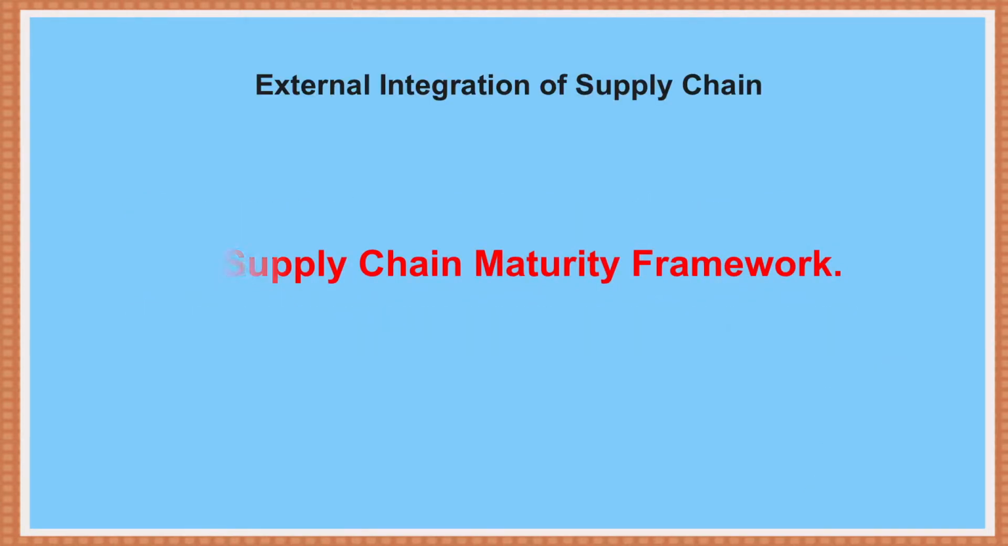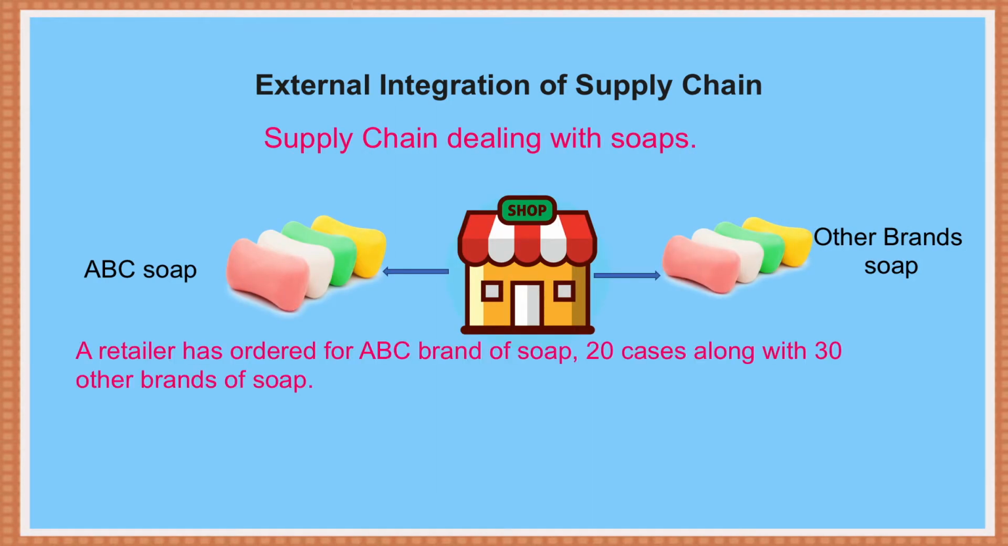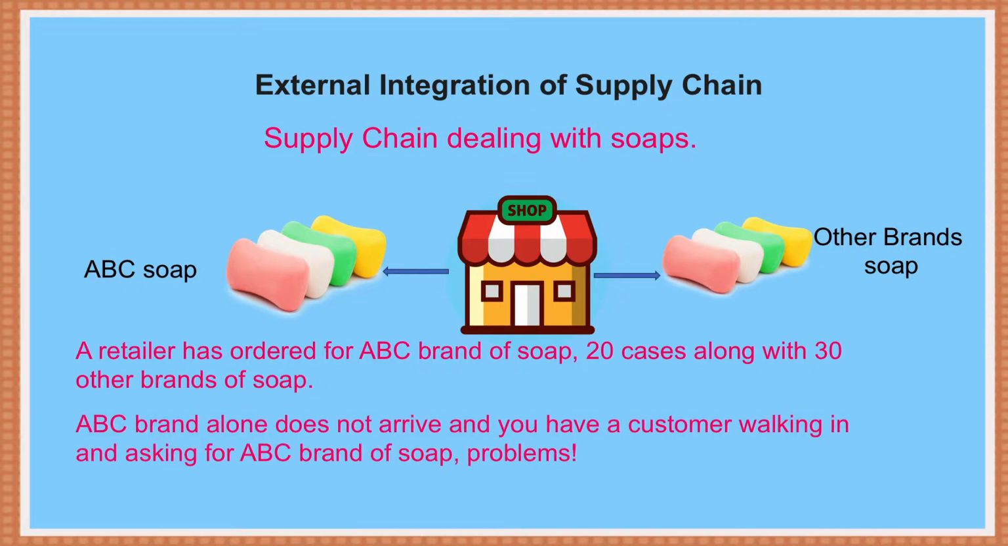Supply chain maturity framework. Consider a supply chain dealing with soaps. Let's assume a retailer has ordered 20 cases of ABC brand of soap along with 30 other brands of soap. ABC brand alone doesn't arrive, and you have a customer walking in and asking for ABC brand of soap. Problems.